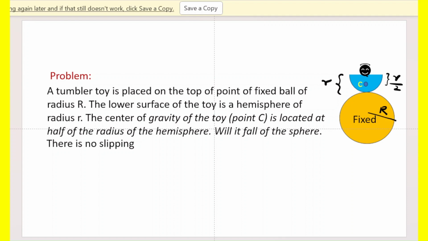Here I came with an amazing problem, but a simple one. First I will read it.